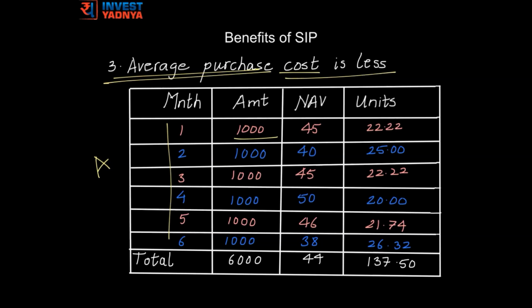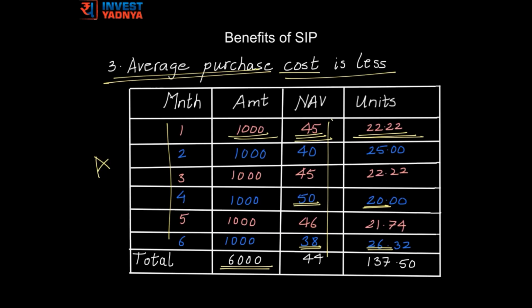Now in each month of your investment, the NAV would vary and according to the NAV, you would get units of mutual fund. Your investment amount divided by the NAV gives you the number of units you would get. Whenever the NAV is high, you get less number of units, and whenever the NAV is low, you get more number of units. So after 6 months, you have invested 6000 rupees.